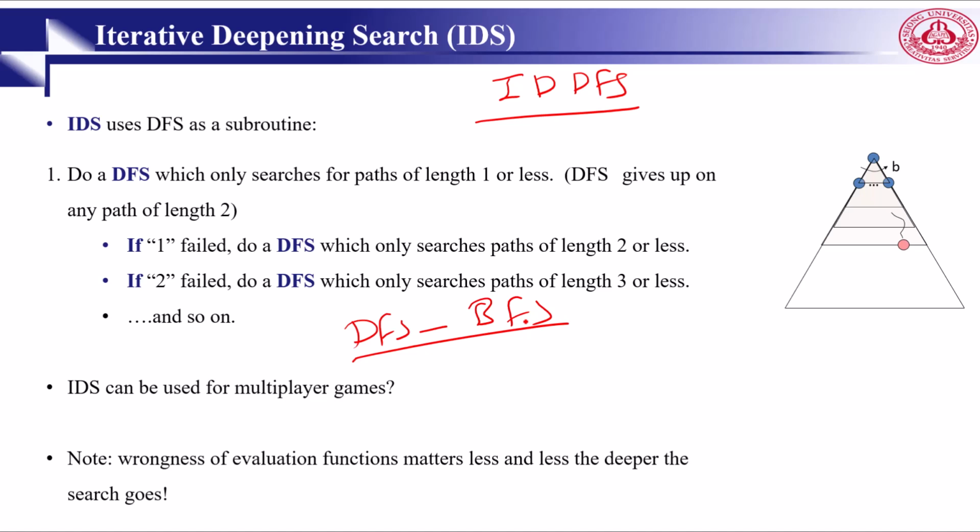Now, we want to see whether we can use IDS for multiplayer games or not. It's worth noting that the wrongness of the evaluation function matters less and less the deeper the search goes. In some games, we don't know what the result of an action will be. In this case, we can do Expectimax. We have some chance nodes, like actions where the environment controls the action chosen. Also, like before, we have some max nodes. Chance nodes take the average, like the expectation of the value of children.